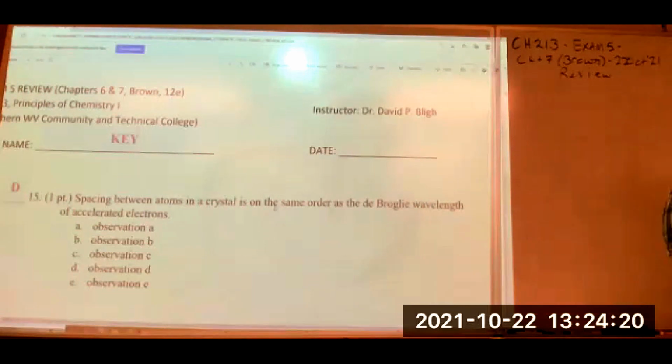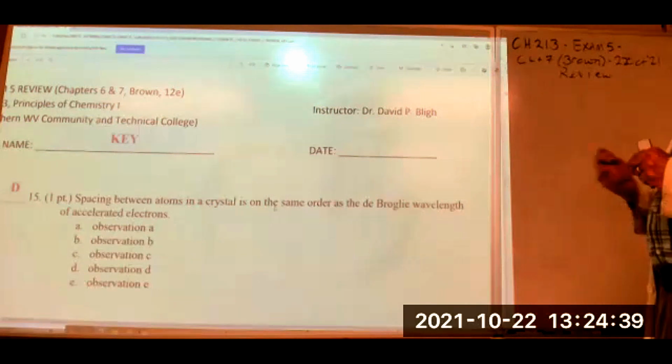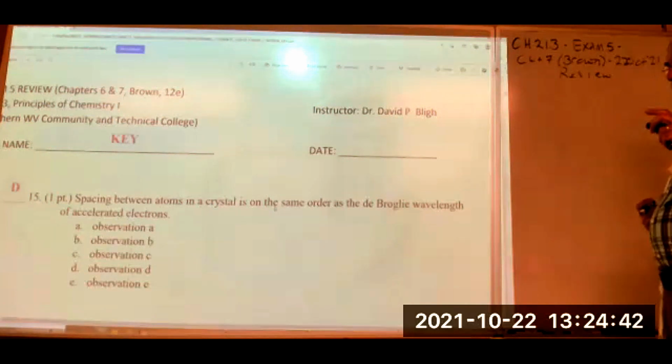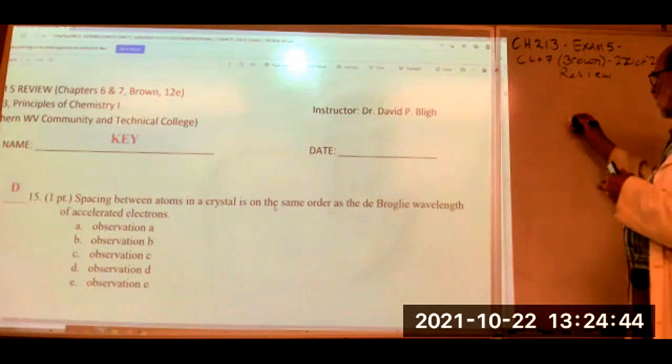Let's see, we want to tackle this. The spacing between atoms in a crystal is on the same order as the de Broglie wavelength of accelerated electrons. Now, this is a true statement. We just have to correlate it with one of those four Roman numerals before. So what is the de Broglie wavelength? The de Broglie wavelength is similar to this expression.